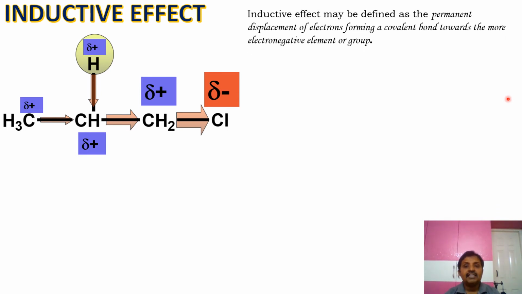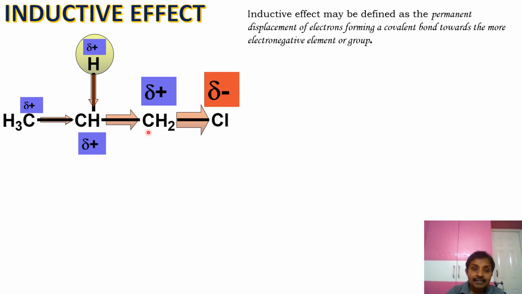Inductive effect may be defined as a permanent displacement of electrons forming a covalent bond towards the more electronegative element or group. If you see, the chlorine atom is a highly electronegative atom, which is attracting the bond pair of electrons between the carbon and chlorine. The bond pair is unequally shared and moves towards the chlorine atom, so chlorine gets a partial negative charge.